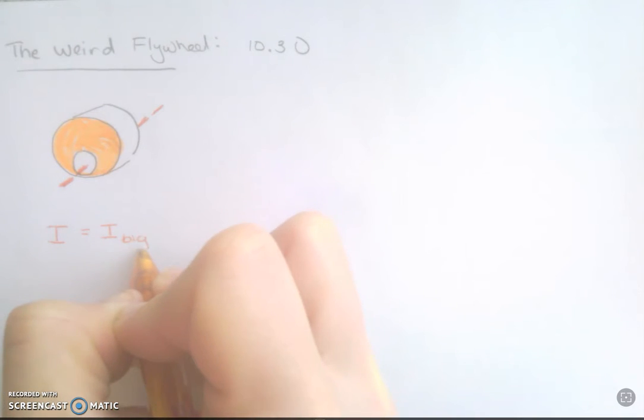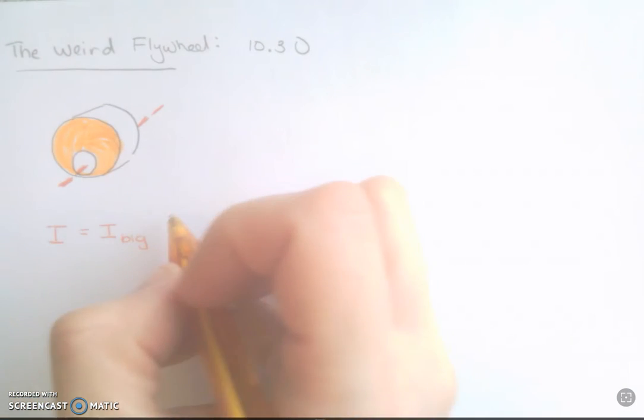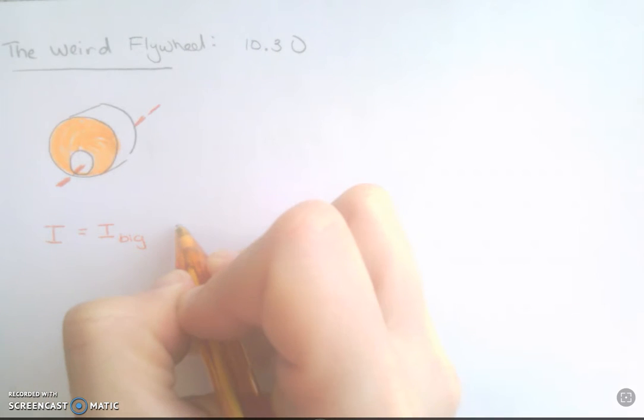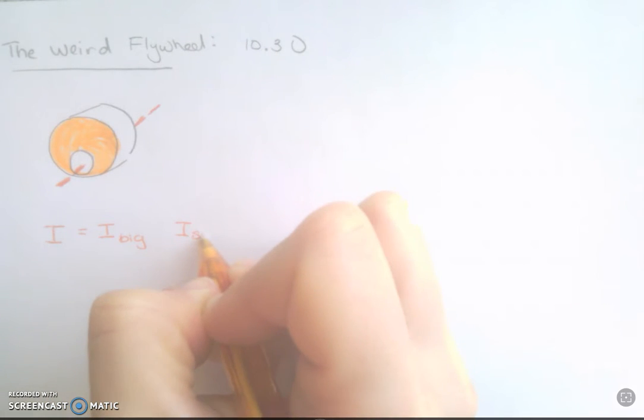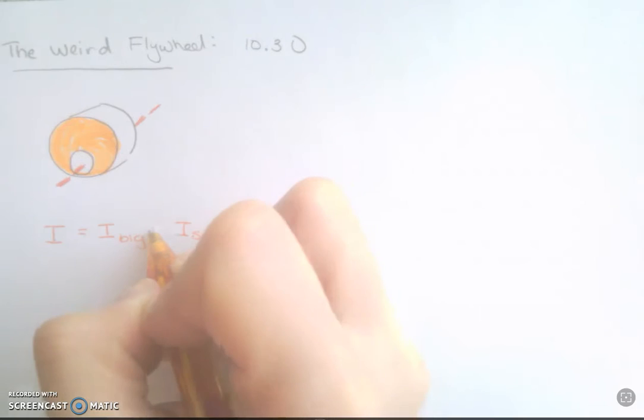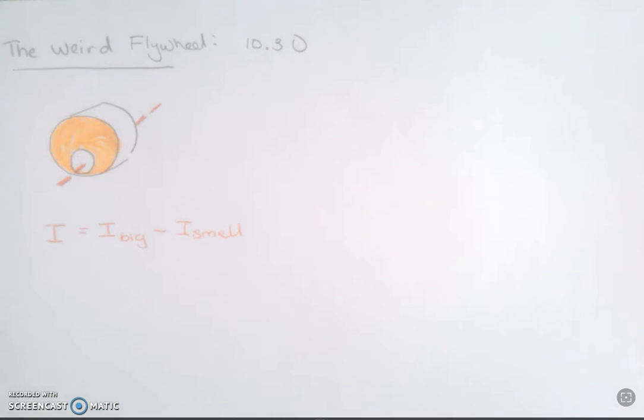We'll have a moment of inertia, one big orange cylinder, and then a small white cylinder, which happens to have negative mass, which explains why it isn't there. That will be our moment of inertia, and if we can do that, we will be good to go.